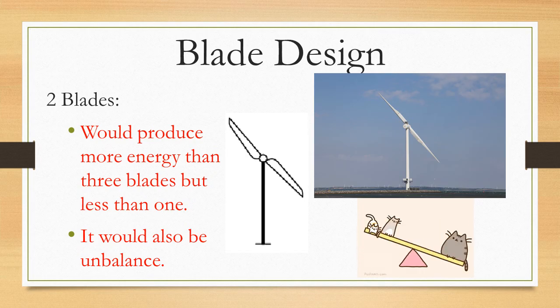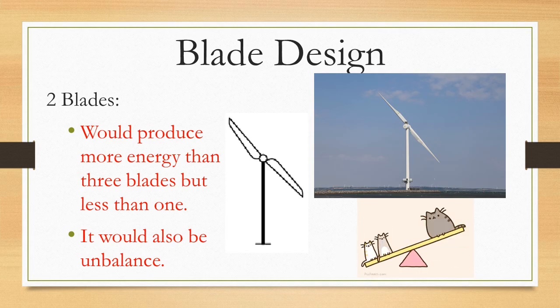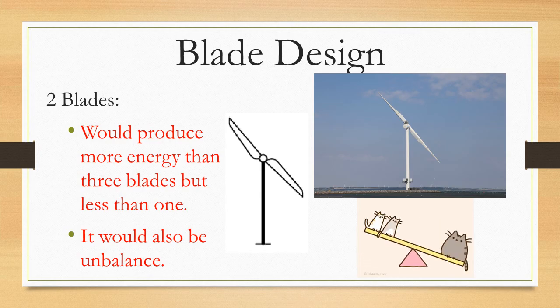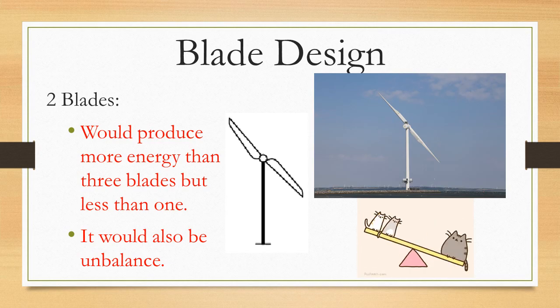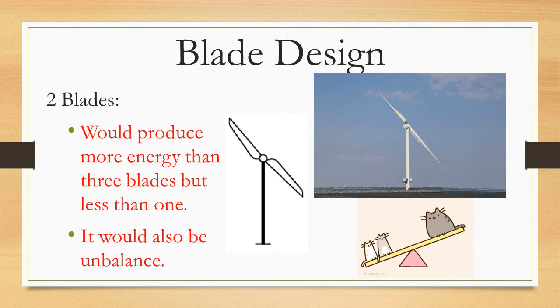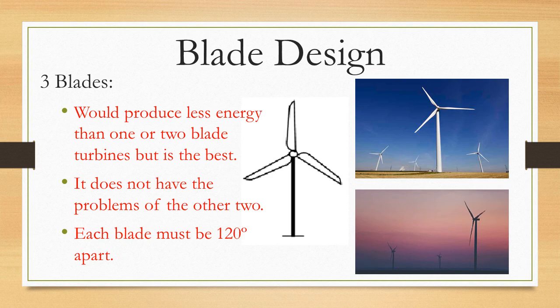Similarly, with two blades. Now, two blades would produce more energy than three blades, but it would produce less energy than one blade. However, this too would be unbalanced. Again, we're thinking about the structural integrity of the entire turbine. If it's unbalanced, it could break the turbine, it could break the tower, and be useless. So, we get to 3-blade turbine designs.